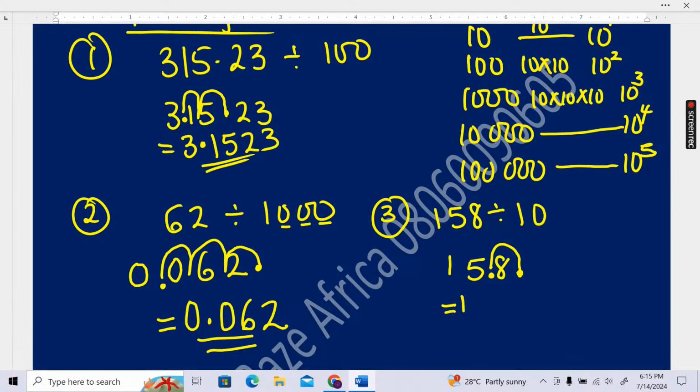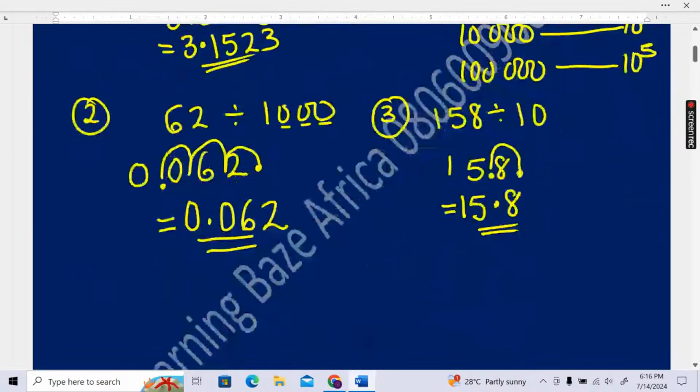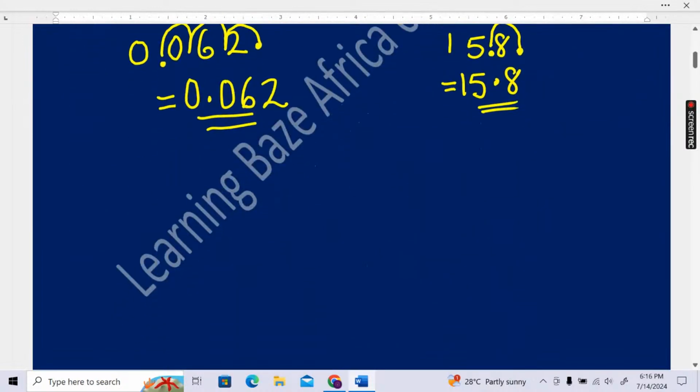The final answer is 15.8. So this is just a revision of what we did on the first day. Now let's move on to multiplying decimals by powers of 10. Multiplying whole numbers and decimals by powers of 10.